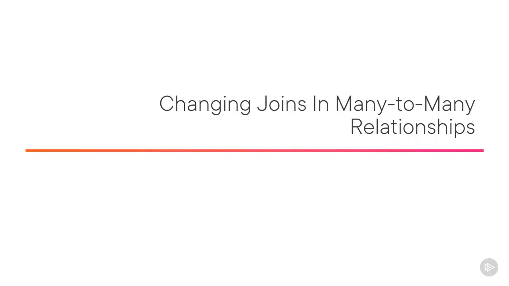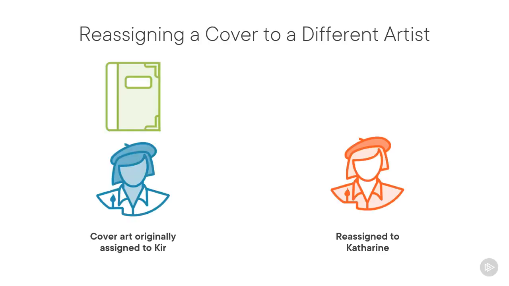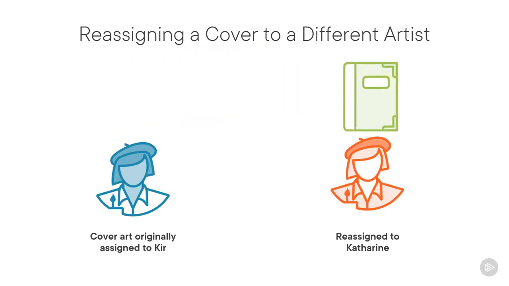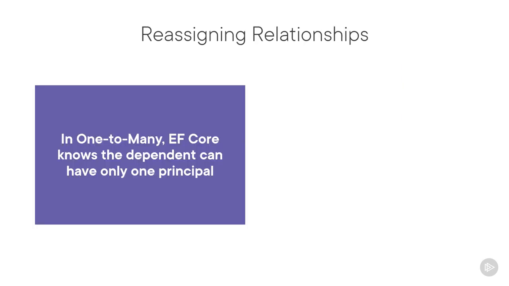What if you need to change a relationship? For example, reassigning a cover from one artist to another. You saw me do this with a one-to-many relationship, but there's a big difference here. When I moved a book, my data model was defined such that a book could only ever have one author. EF Core knew it had to change the author ID of the book.